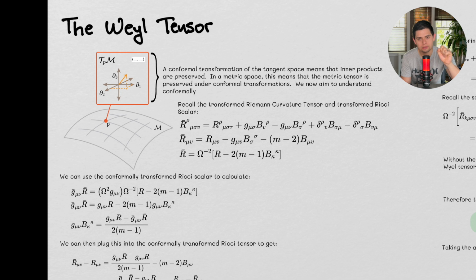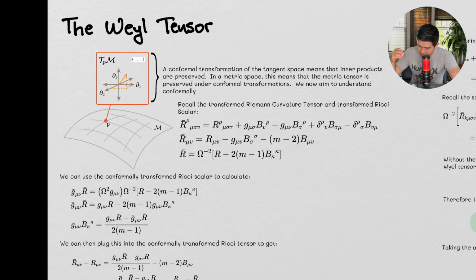So let's get straight into the material now. Okay, so we're talking about the Weyl tensor today. The Weyl tensor is important because it tells us something about conformally transformed curvature.